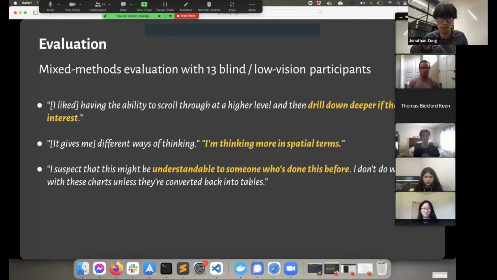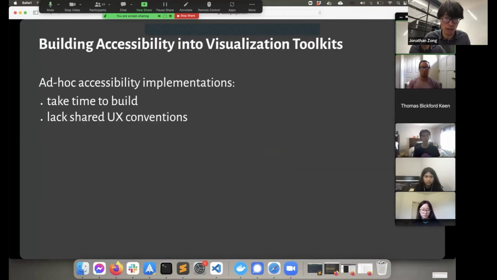And they also found the new interface kind of unfamiliar because it didn't resemble anything that they'd encountered before, right? Which is totally fair. So as we think about where to take this work next, we're thinking about how we make accessible experiences like this for visualization more common on the web.